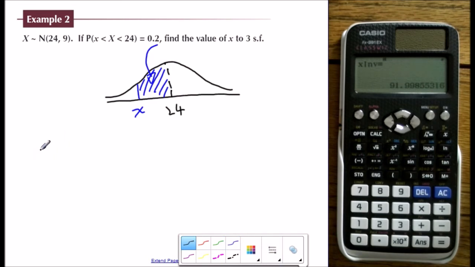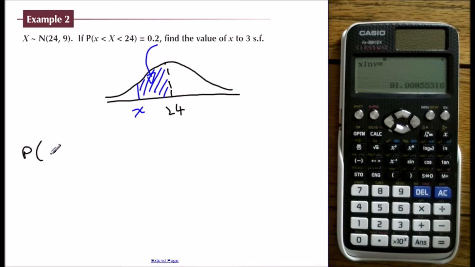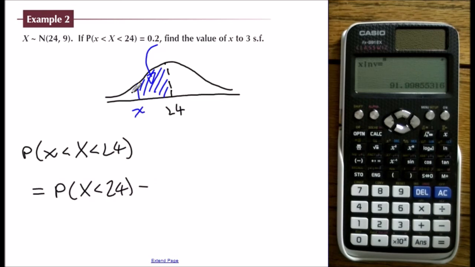Okay, I'll give it a go. So this probability here, the probability that x is between little x and 24, on the picture this becomes fairly easy to see how we're going to split it up. So this is going to be the probability of everything less than 24, X is less than 24, subtract this area down here, the probability that x is less than little x.